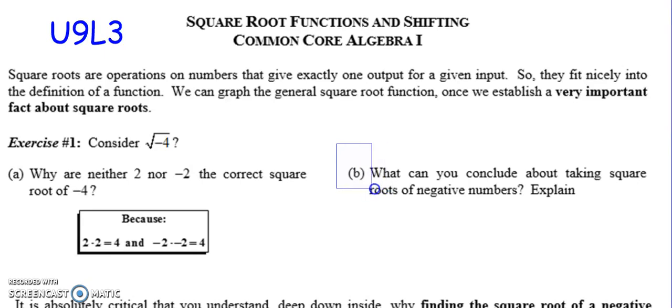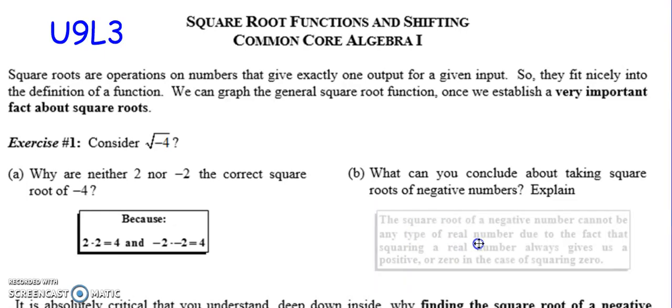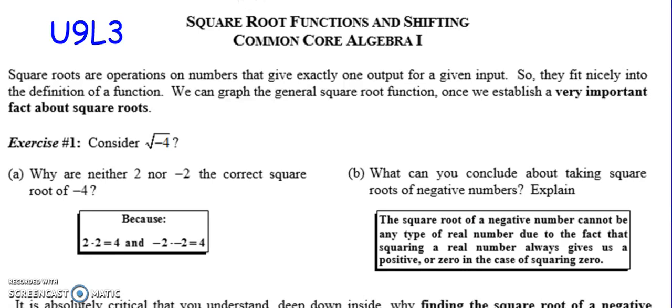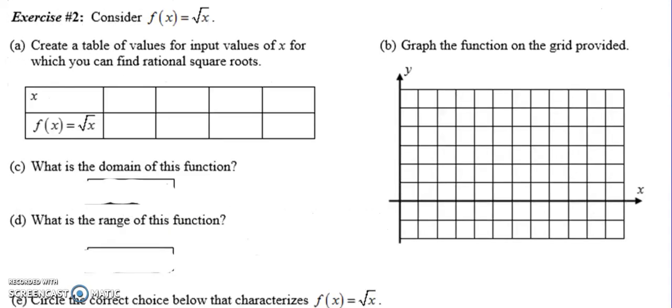And that's kind of what we're going to bring up in this part B. What can you conclude? So here we go. The square root of a negative number cannot be any type of real number, due to the fact that squaring a real number always gives us a positive or a 0. All right, hit pause and write some of that in if you need to. And this is absolutely critical that you understand deep down inside. You got to get it that we cannot find the square root of a negative number. It's impossible. So just remember that, with any real number.